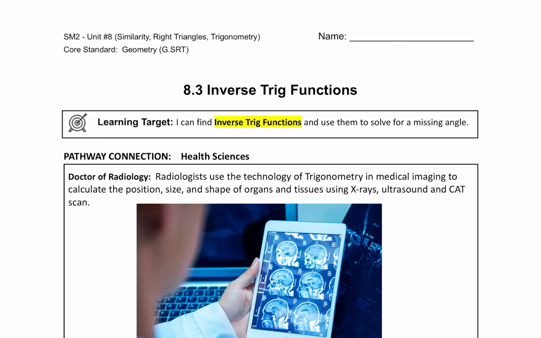Okay, today we're going to be going over 8.3, which is on inverse trig functions. Our learning target is: I can find the inverse trig function and use them to solve for a missing angle. Our pathway connection is to health science.